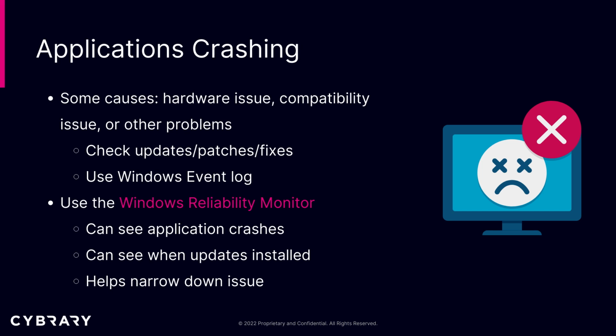Applications crashing. Some causes are hardware issues, compatibility issues, and other problems related to why apps crash. Make sure that the applications are updated with their patches and all the fixes are applied. Of course, use the Windows event log. This is going to give you the telltale sign of what's really going on. Also, you can use the Windows Reliability Monitor, and you can see the applications that crash and see when the updates were applied to them. And this kind of helps narrow down that problem.